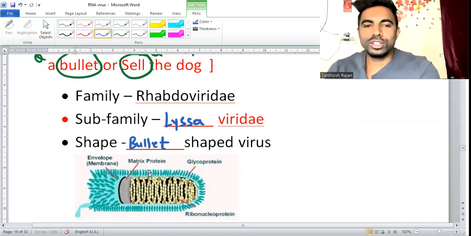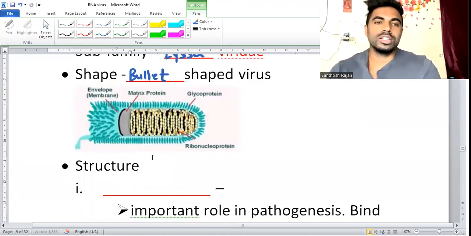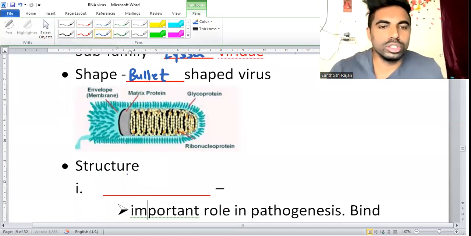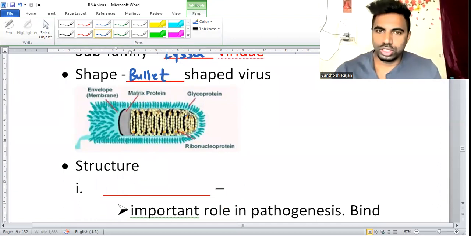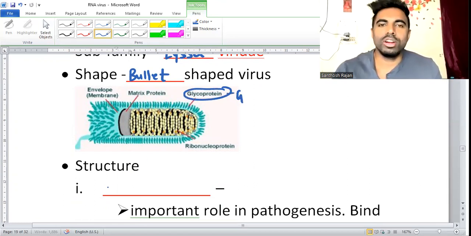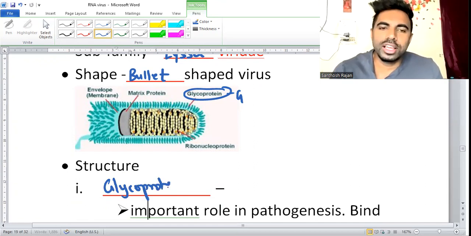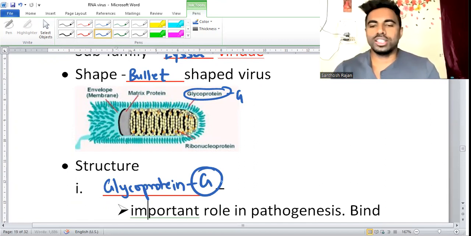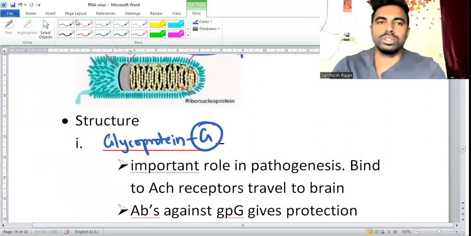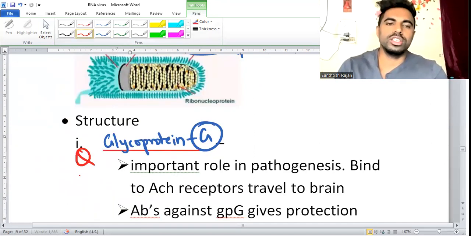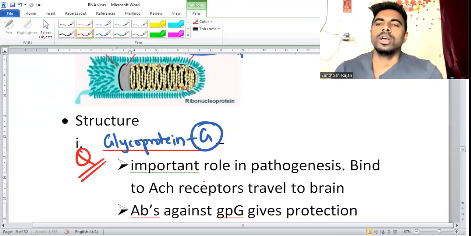Now let's go to the next one, structure. What is the structure? The most important structure, you see this picture, you remember this glycoprotein, glycoprotein G. This is the main virulence factor. It's a simple protein, just a glycoprotein, G, but it has an important role in the pathogenesis. Which is the main virulence factor? G.